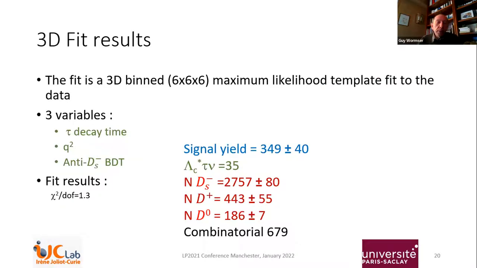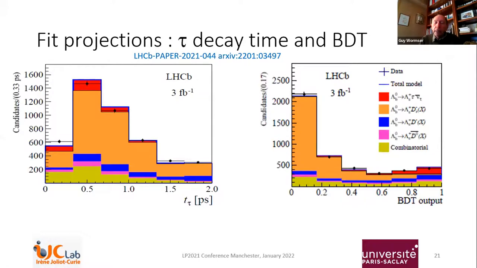So with that, we can do a three-dimensional binned maximum likelihood template fit to the data. The variables are the tau decay time, Q square, and this anti-DS BDT. And from that, we extract the signal yield of 349 events, plus or minus 40, out of a total of 4,000 events, which are dominated, as I mentioned, by DS decays. Here is a projection of the fit. If you look at the BDT output here, you see in red the signal is very well separated from the orange, which is the DS component, as it should be.